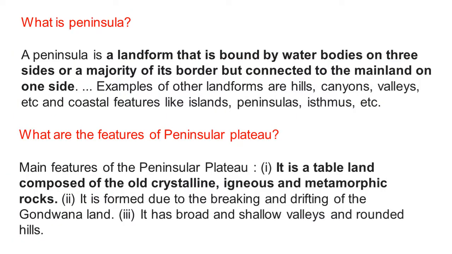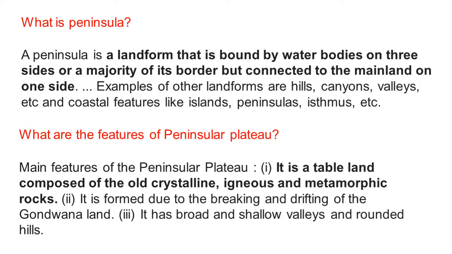What is a peninsula? A peninsula is a landform that is bound by water bodies on three sides or a majority of its border but connected to the mainland on one side. Examples of other landforms are hills, canyons, valleys, and coastal regions. Features like islands, peninsulas, isthmuses, etc.